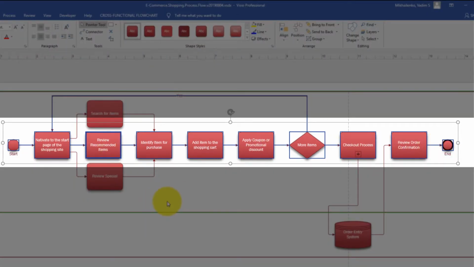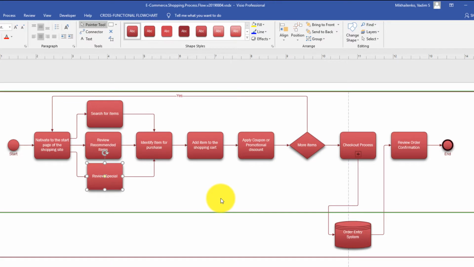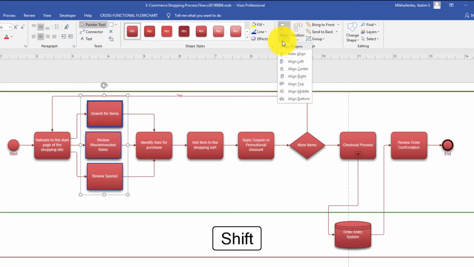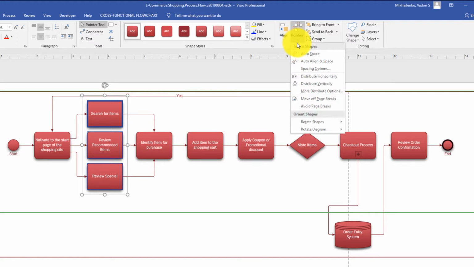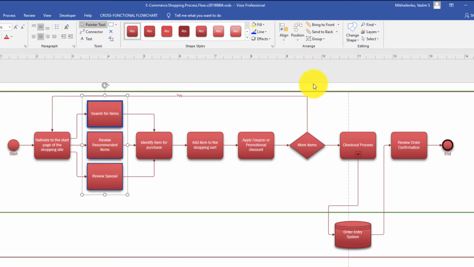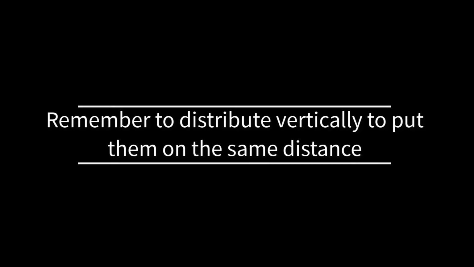Now, first item, without holding anything, to select the second item, I hold the shift button, I select the second item, and then I select the third item. So now 3 items are selected. Or another way, as you're well aware, you can just drag and drop mouse cursor selection. And what we will do, we will align, and this would be a center type alignment. And we also want to do potentially distribute vertically, so they are in the same distance.